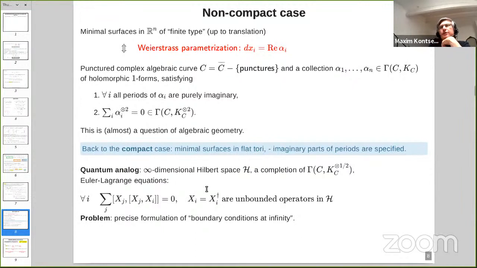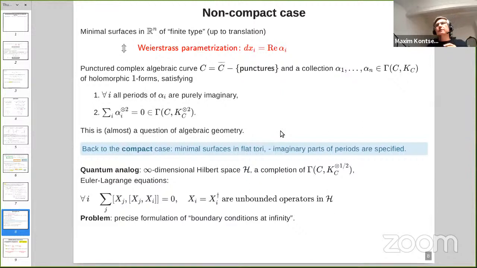Yeah, so it's actually still a puzzle for me. All this language, I have really no idea how to translate to this quantization business. It's still an open question. This Weierstrass parametrization, how to translate it to this language of self-adjoint operators, I have really no idea.